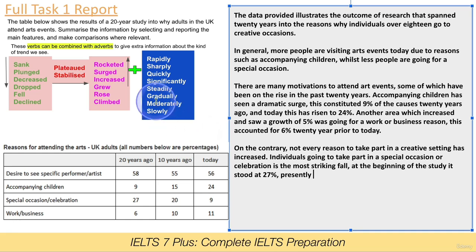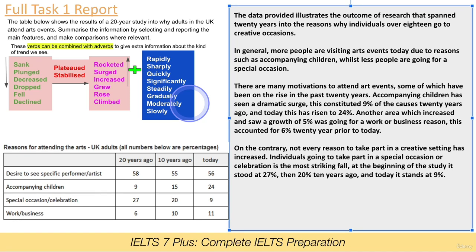Presently, let's have a look. Well, then it falls to, maybe we can mention 10 years ago, 20% 10 years ago. And today it stands at 9%. Okay, so we've described this in detail, special occasion, because it's the most striking.